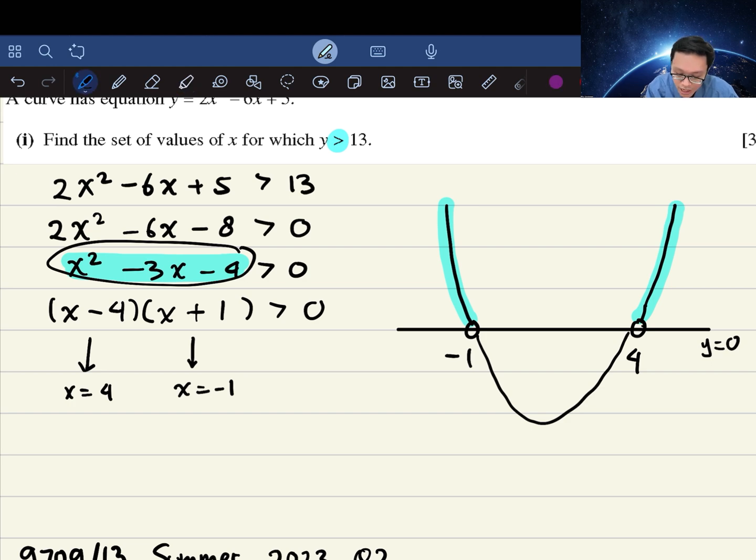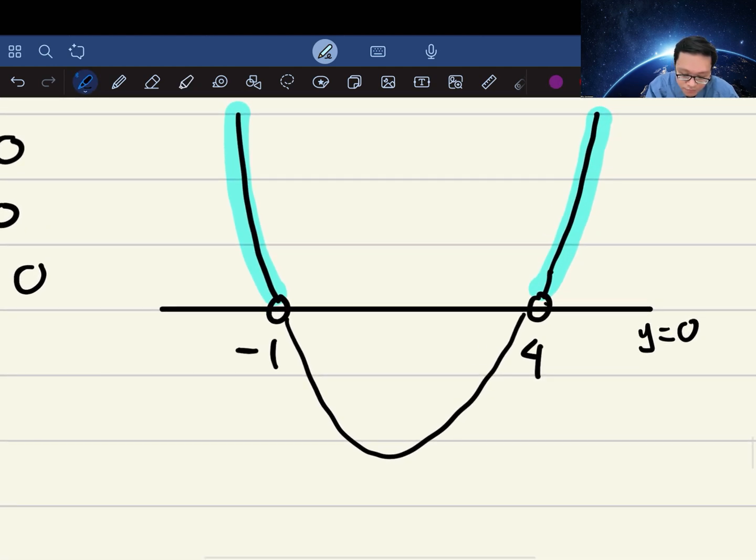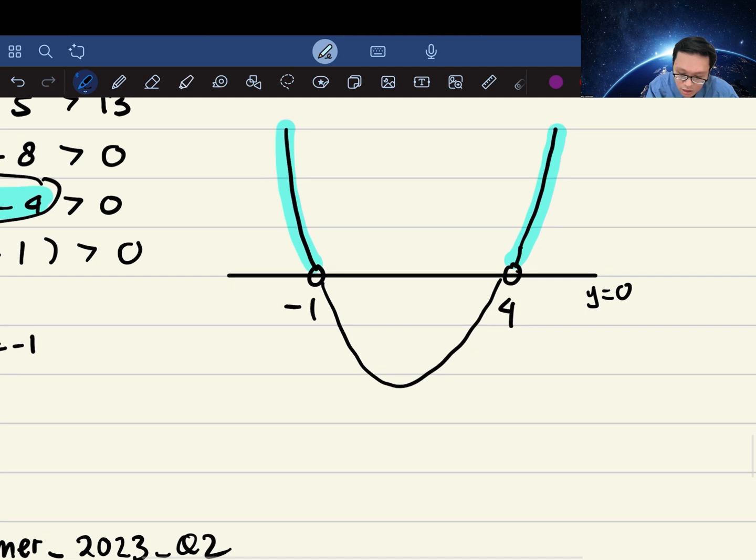Now, we look at the values of x for this part. For this one, the value of x is less than -1 because we are going left. So we can write x less than -1. Or we take this part of the graph, which is to the right of 4, or x more than 4. So this is how we solve quadratic inequalities.